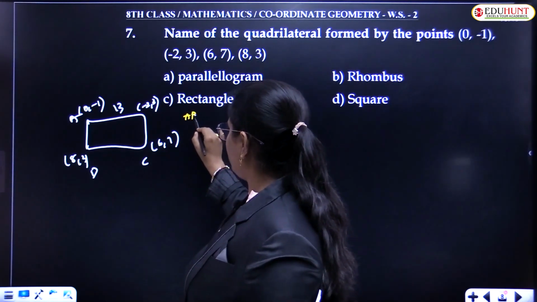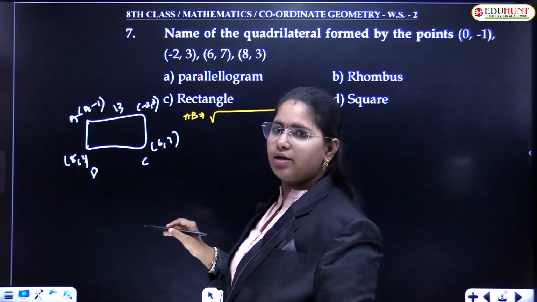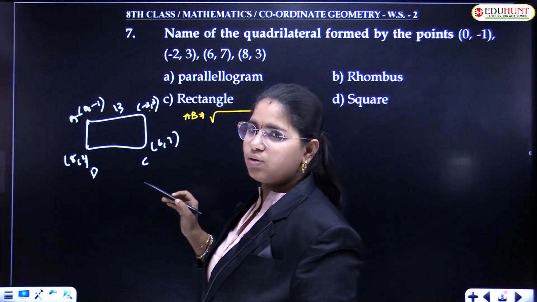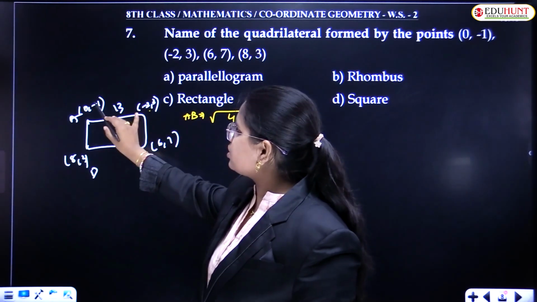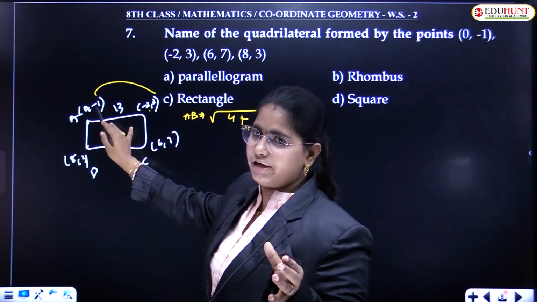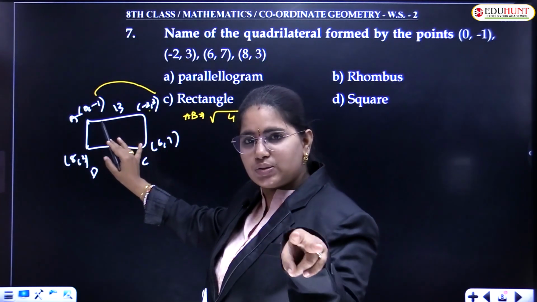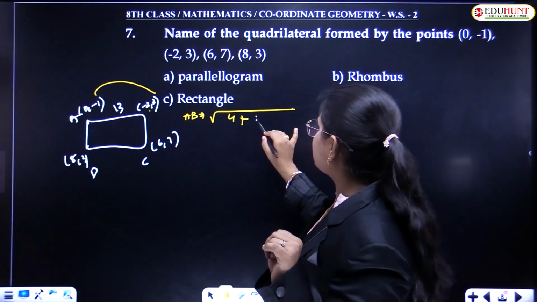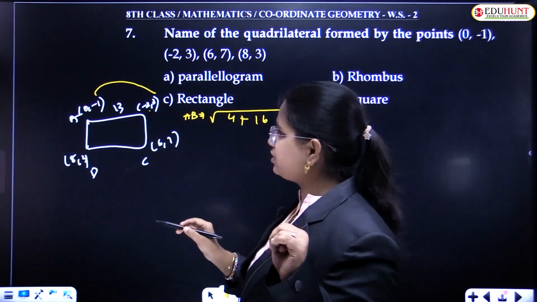First, the AB side length. Root of x2 minus x1, answer quickly, you also, okay. x2 minus x1: minus 2 minus 0 is minus 2, whole square, which is 4. Plus 3 minus of minus 1, actually y2 minus y1, right? Don't get confused. 3 minus of minus 1 is 3 plus 1, 4 square. 4 square is how much? 16. So root 4 plus 16 is root 20. We are done with the first one.